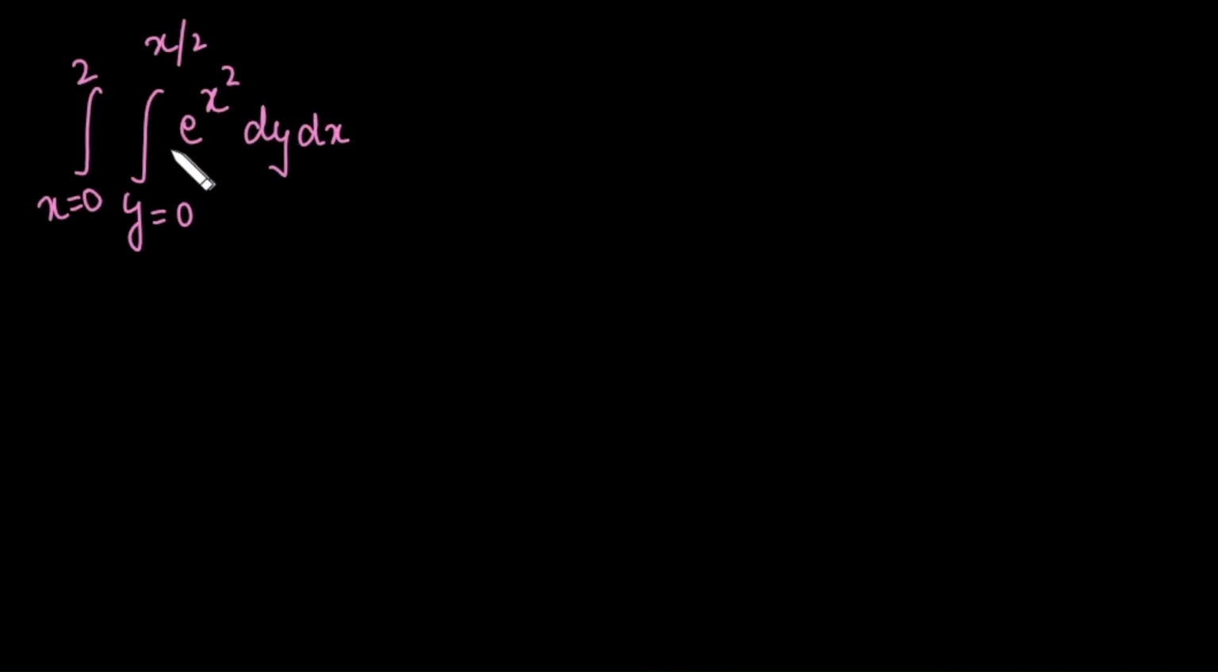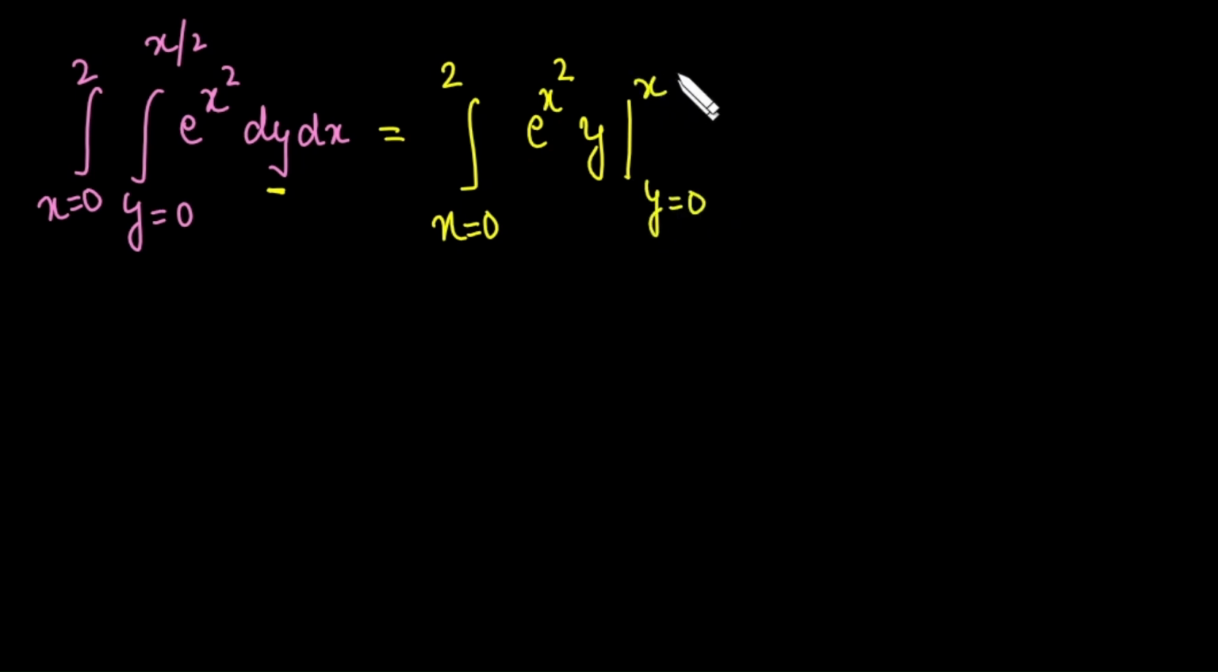How to solve this? Take the integration first with respect to y. As this is a function of x, it is a constant, and the integration of a constant with respect to y is y. So the integration is, with x from 0 to 2 as it is, y e raised to power x square as it is, because it acts as a constant. The lower limit of y is 0, the upper limit is x by 2, dx.